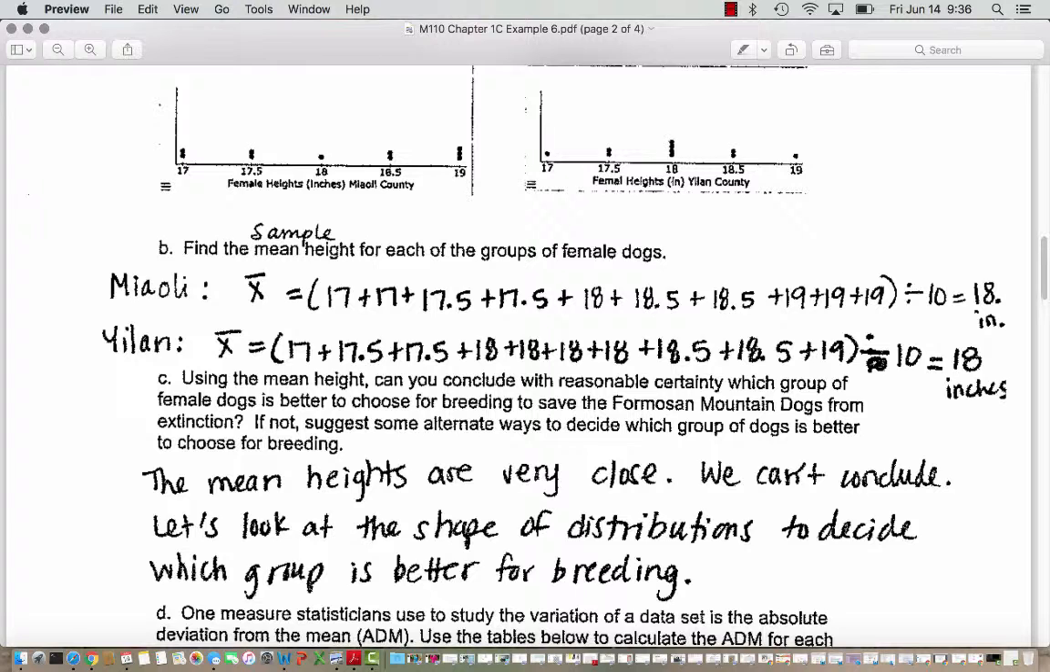I'm not surprised because if I look at Yalong County, I see that's a perfectly symmetric, balanced dot plot with 18 in the center. So the two dots at 17.5 balance out with the two dots at 18.5, and then one dot at 17 balances out with the one dot at 19. Think about it. If you're averaging 17 and 19, the middle is going to be 18. Similarly, if you're averaging 17.5 and 18.5, the middle is going to be 18. If you look over here at Miaoli County, you can see there are two dots at 17. Well, there are three dots at 19, but one less dot at 18. So you can kind of see how things balance out there as well to give that mean in the middle.